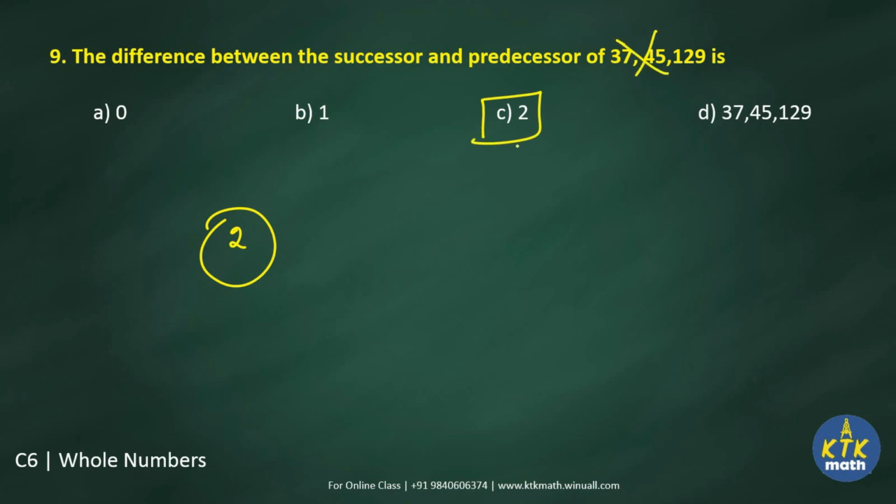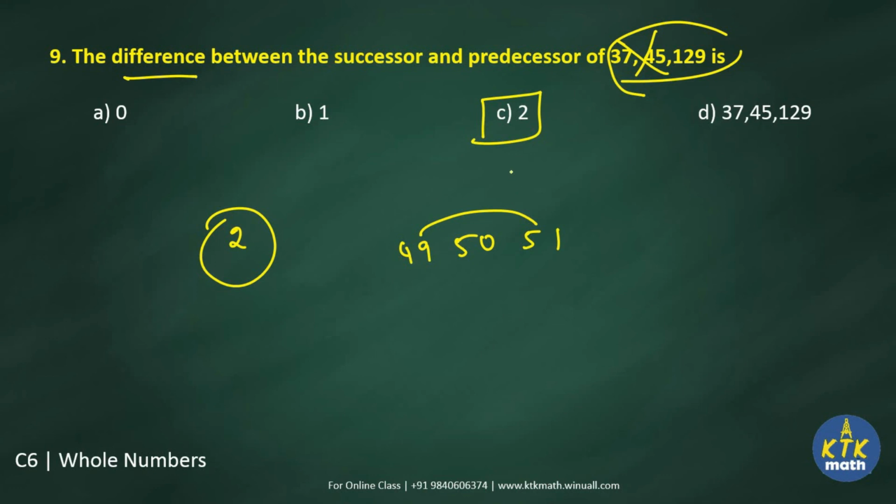You don't worry about this number. I gave you an example. You just imagine 50, next number 51, previous number 49. When you subtract these, you get 2. So this situation is common for any number. For such questions, you don't need to worry about what number is given. Whenever they are asking the successor and predecessor difference, it is always going to be 2 only.